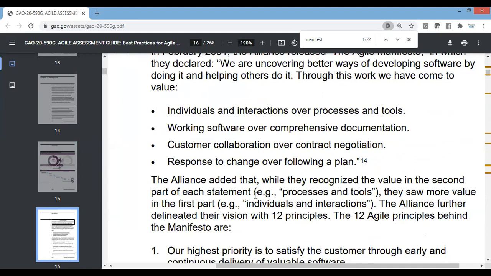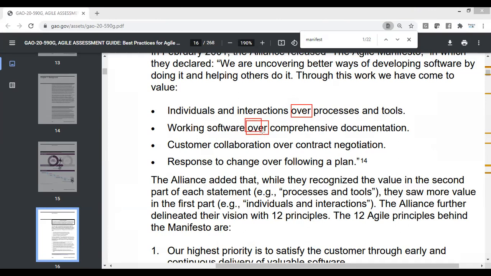The Alliance added that while they recognize the value in the second part of each statement, for example, processes and tools, they saw more value in the first part. So I want to accentuate this word here for you. This word over has been misconstrued in many a publication and many a dialogue. The word over should not be mistaken for the word instead of. It does not read individuals and interactions instead of processes and tools. No, it doesn't read that.